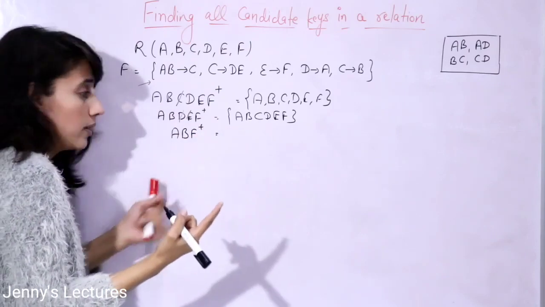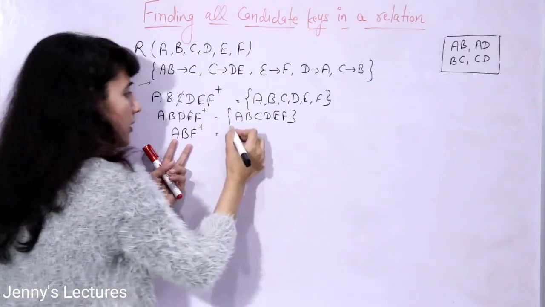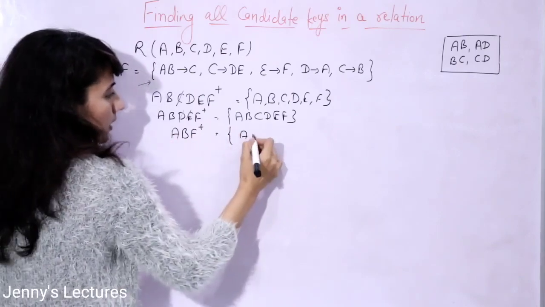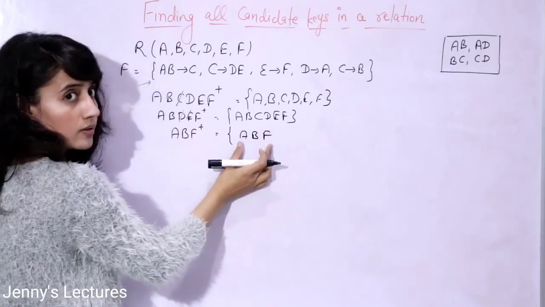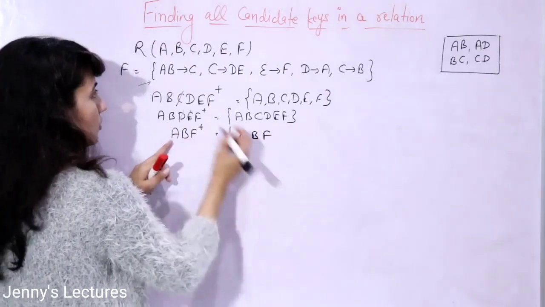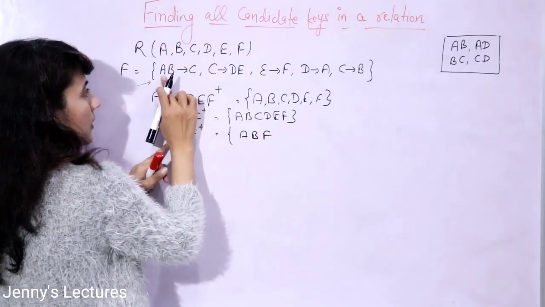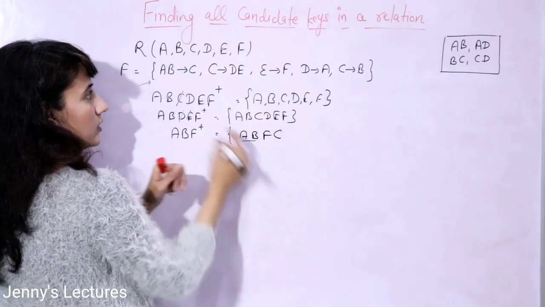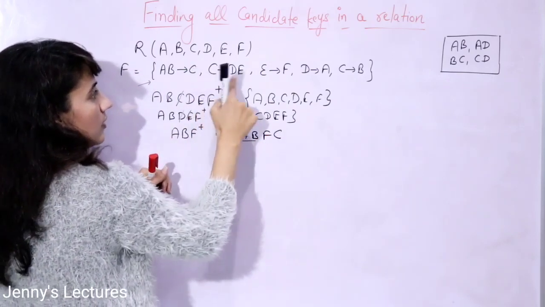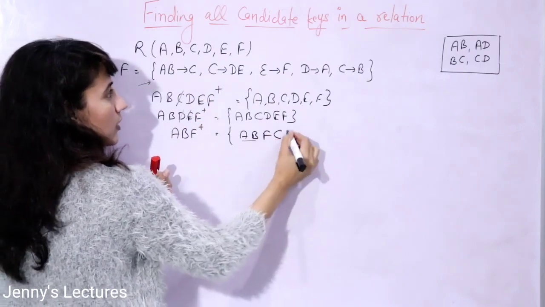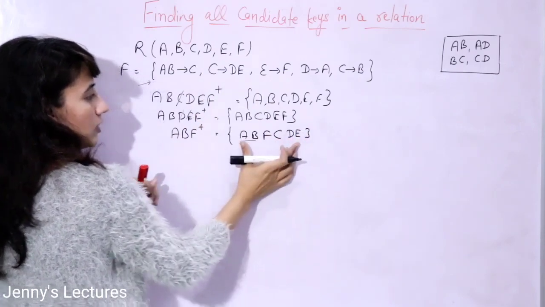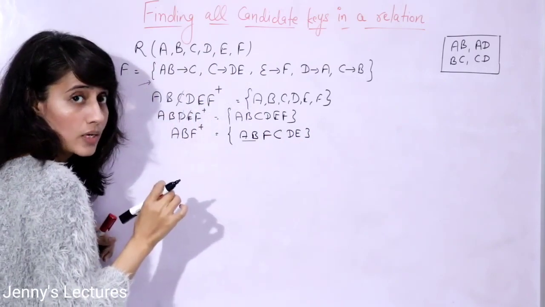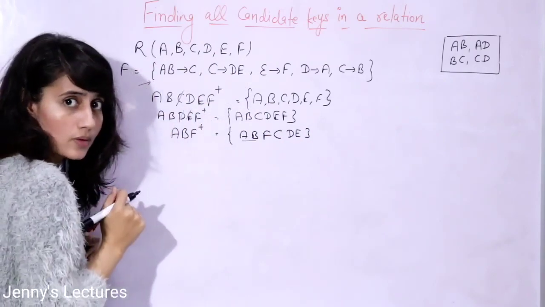If you want to check whether it is still a super key or not, you can find the attribute closure of this key. See, A, B, F, because of reflexivity, that would definitely be here. Now check the functional dependency. AB determines C. Do you have AB? Yes, I have both A and B, so I can write down here C. Now C can determine DE. Do you have C? Yes, I have C, so I can write down here DE. You can check that the attribute closure of this has the complete set of attributes of the relation, so this is still a super key.